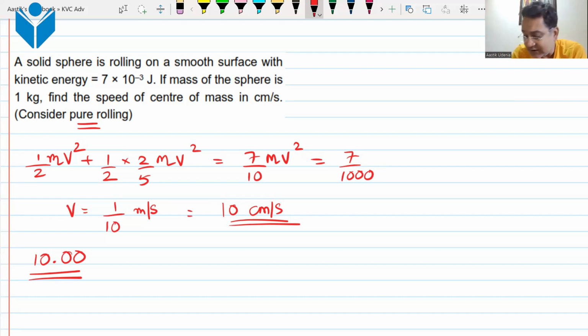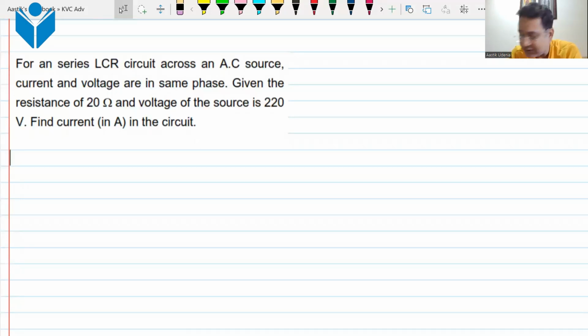Okay, then this is the last question, from an LCR circuit. In an LCR circuit with an AC source, current and voltage are in the same phase. What type of circuit would this be? It's an LCR circuit, but current and voltage are in the same phase. In which condition is the circuit? Which condition are we talking about?